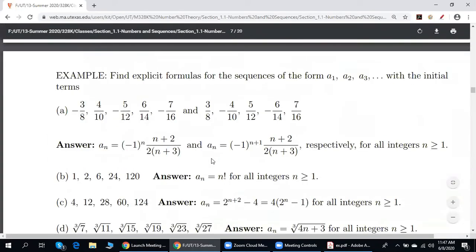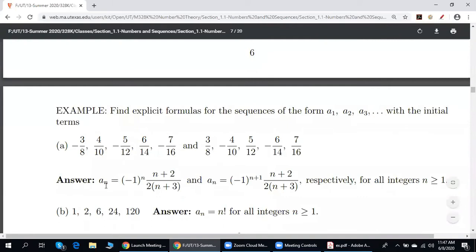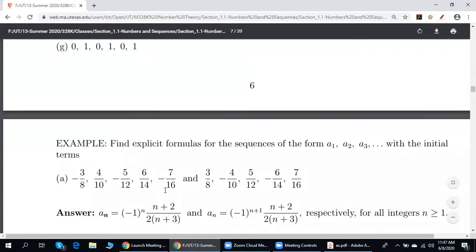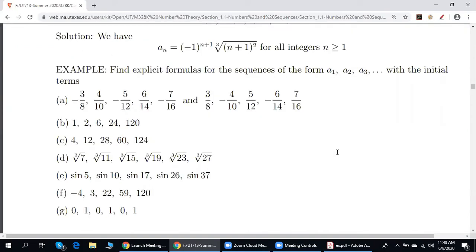It's exactly what we have here, with a_n equal to -1 to the power n times (n plus 2) over (2n plus 6). And if we factor out 2, we'll get n plus 3. Similarly, sequence number 2, the only difference, instead of -1 to the power n, we have -1 to the power n plus 1. Okay, now B, how did you come up with a general formula for B?